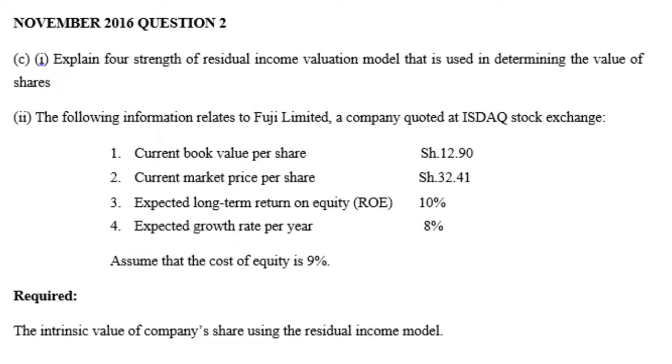So to start off, we begin by looking at November 2016 question 2C. It reads as follows. Explain four strengths of residual income valuation model that is used in determining the value of shares. Part 2 of the question says, the following information relates to Fuji Limited, a company quoted on the ISDAC stock exchange. You have been given the current book value per share, the current market price per share, the expected long-term return on equity, and the expected growth rate per year. You have been told to assume that the cost of equity is 9%. Required: the intrinsic value of the company's share using residual income model.